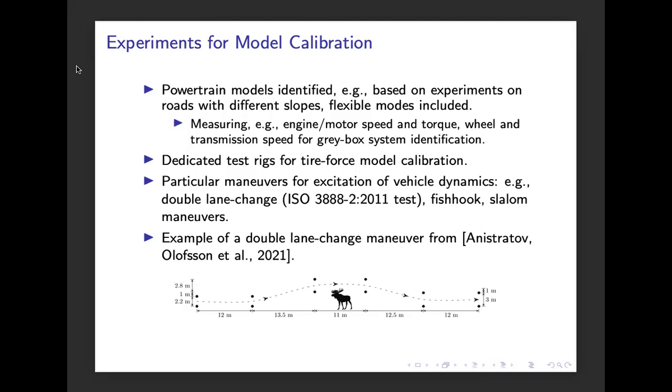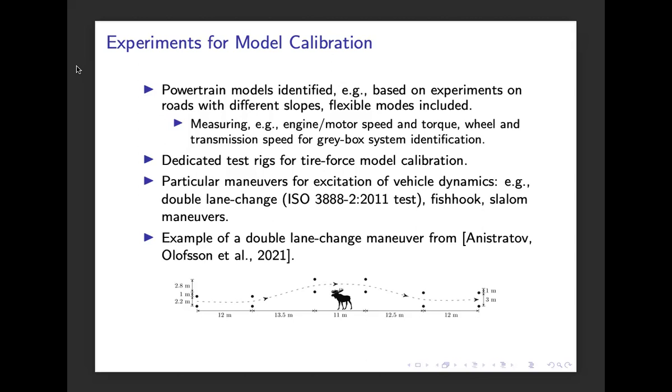And one famous such is the double lane change. It's even defined in an ISO standard how that should be performed. And that is to really test the limits of the vehicle dynamics, and for example, investigating such things as the risk of rollover. And also there are others, like the fish hook or the slalom maneuvers, that could be used to excite the vehicle dynamics, and then record data and use that as a basis for the control and modeling.